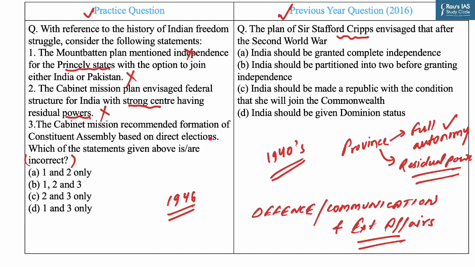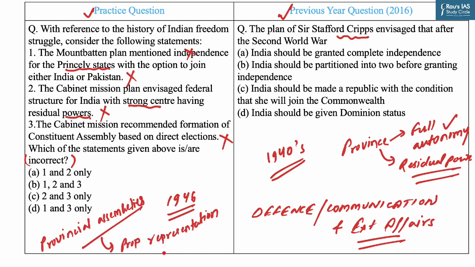Now the third statement says the cabinet mission recommended formation of Constituent Assembly based on direct elections. Now this is again an incorrect statement. As cabinet mission recommended for 3-tier executive and legislature at provincial, section and union levels, the Constituent Assembly was to be elected by provincial assemblies by proportional representation, that is voting in 3 groups: general, Muslims and Sikhs.